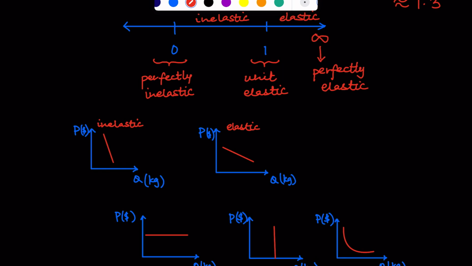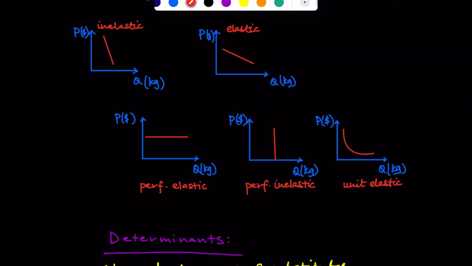In addition, you have perfectly inelastic, unit elastic, and perfectly elastic. These goods are very idealized, let's say. They're idealized examples. They don't occur in real life as much. There are certain examples of them, but not many. And you always have perfectly inelastic at 0, unit elastic at 1, and perfectly elastic at infinity.